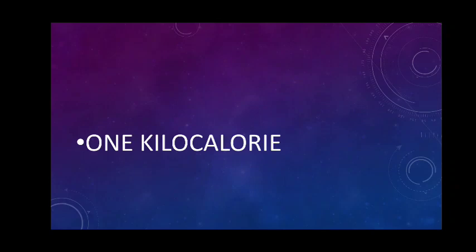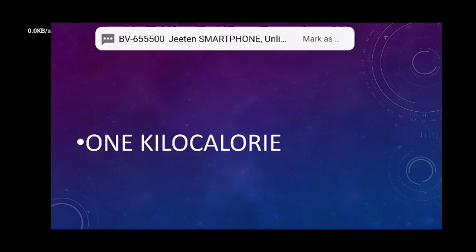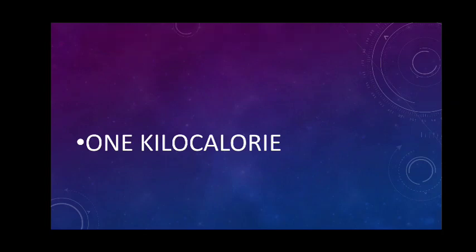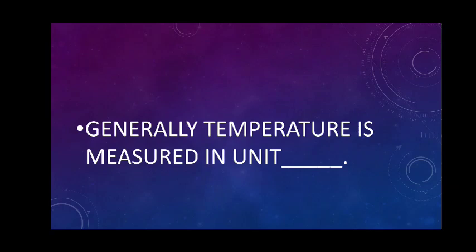Clear? And what is heat? Heat is a form of energy which flows from a hot body to a cold body when they are kept in contact. Clear? So this is the definition of heat, and the SI unit of heat is what? Joule. But when we have to measure the bigger quantity, we use the unit kilocalorie. Clear? And 1 kilocalorie is the heat energy required to increase the temperature of 1 kg of water by 1 degree Celsius.